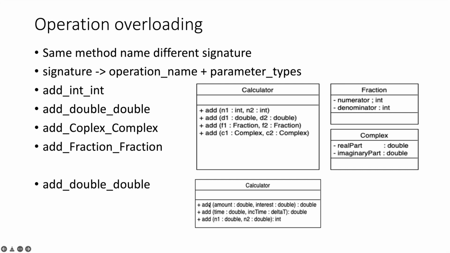Let's consider them. The first method signature is add double, like this. The third method signature is again add double, but the return types are varying. The first method is returning double type, the third method is returning int type. The question is, is this operation overloading or not? It's a bit tricky question.